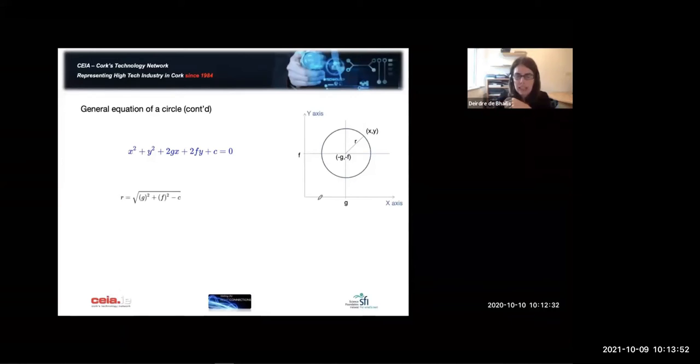We can calculate the radius using the formula given in the tables, which is r is equal to the square root of g squared plus f squared minus c. And if we're given the equation of a circle, we can determine the center point of that by the fact that it's minus g, minus f. Now, what I'm going to do is some examples just to make it clear what all of that means.